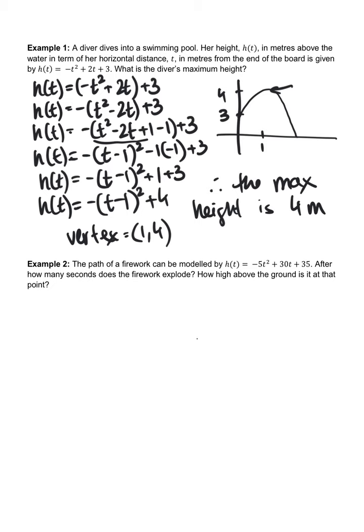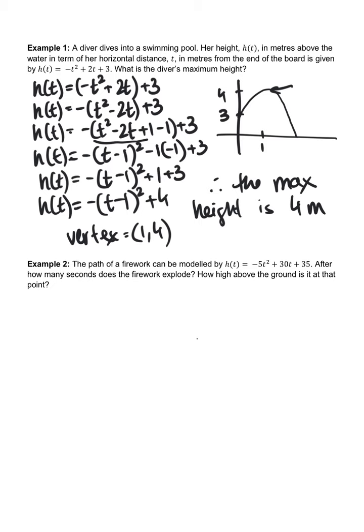Okay, moving on to example 2. The path of a firework can be modeled by the following equation. After how many seconds does the firework explode? How high above the ground is it at that point? So clearly we're looking for the vertex here. Just to mix it up, I'm going to use the shortcut, so you're familiar with both ways. Unless it specifies to complete the square, you're more than welcome to use the shortcut, but it may specify to complete the square, so definitely know that.